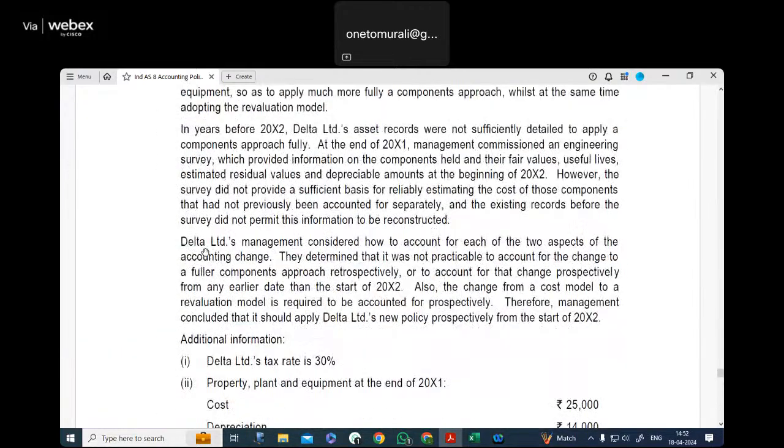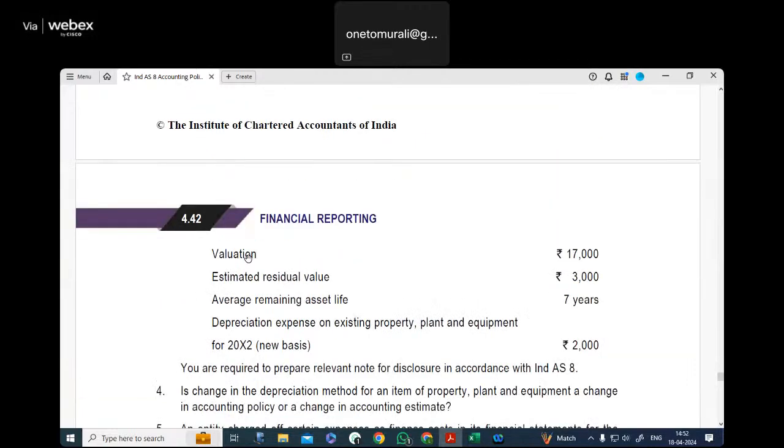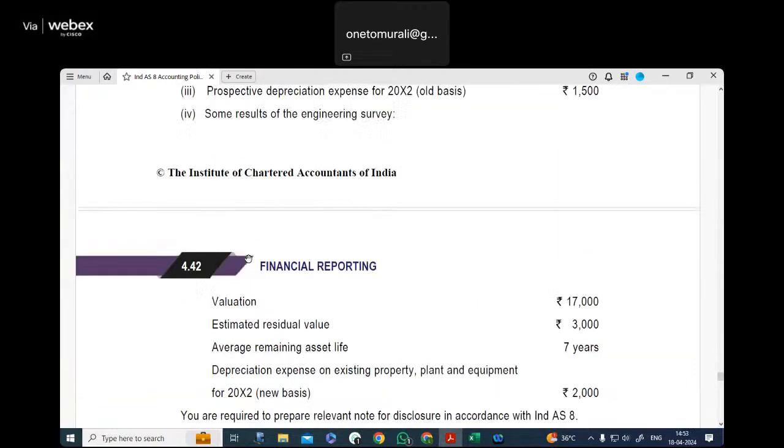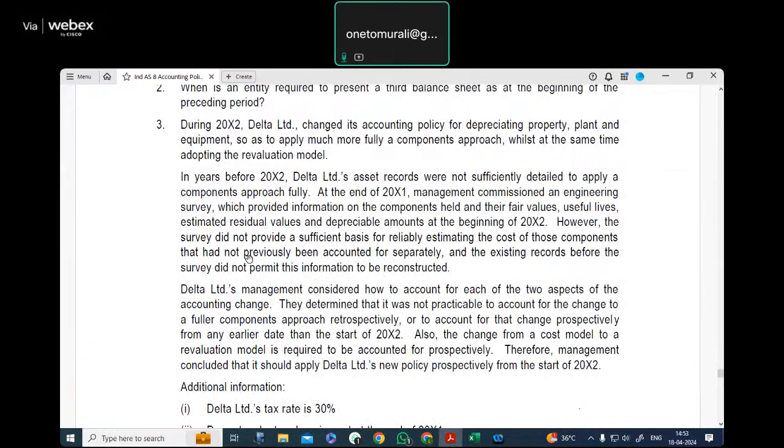So I think we will take up question number 3, which is considered to be a little big in size, so maybe attracting the attention of the paper setter. Now let us just do that.